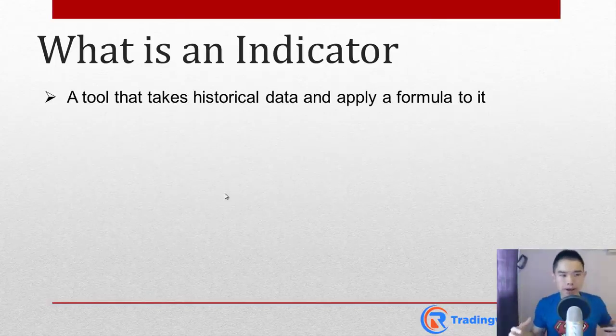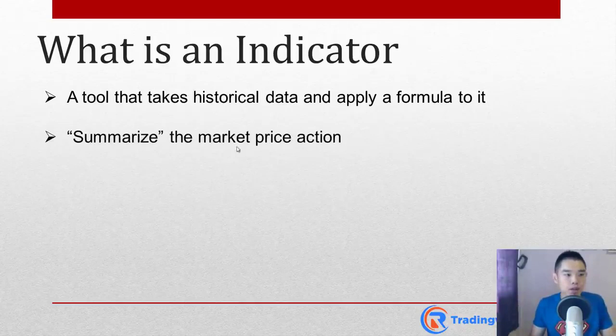It's basically a tool that takes historical data and applies a formula to it. In fact, if you think about most indicators, this is what they do. They take the historical data, whether it is volume or price, and apply a mathematical formula to it, and that's where your indicator gets its line or the different colors. What it does is help you summarize the market's price action. If you think about a moving average, what does it do? It simply summarizes the past prices to tell you whether the market is in an uptrend, range, and so on. So an indicator gives you a quick summary of what's going on in the market.